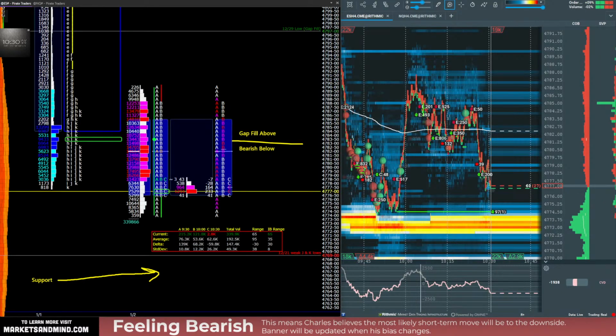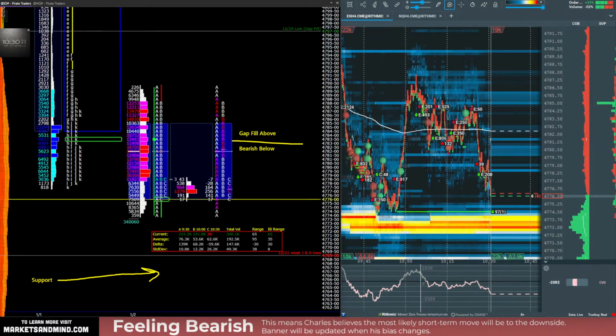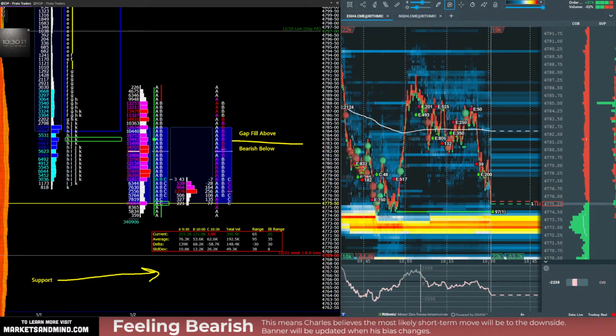Malang says, what is the white dash line, VPOC? It depends which one. There's a lot of white lines here.